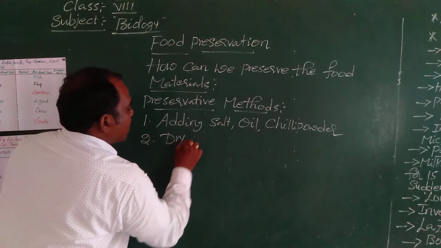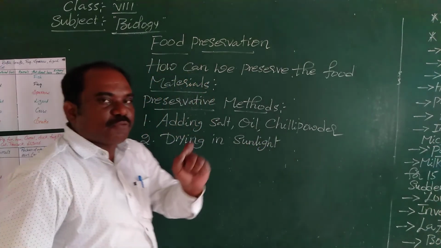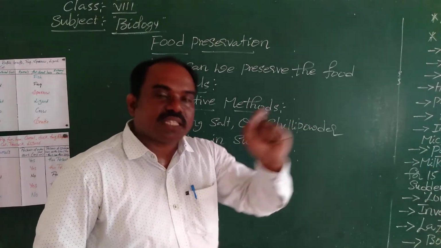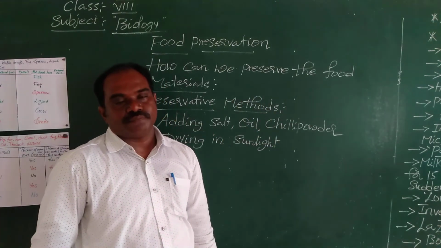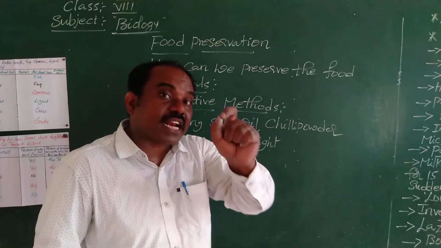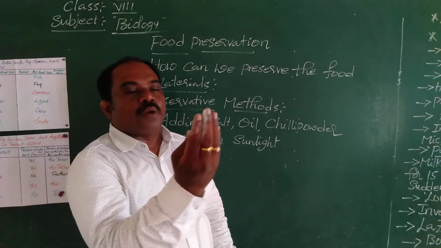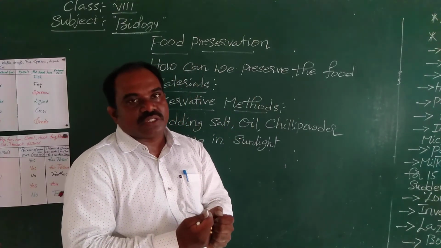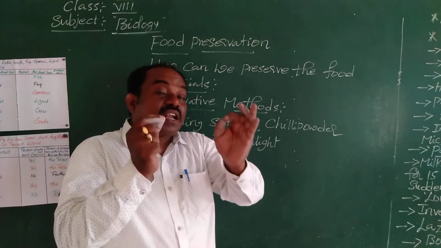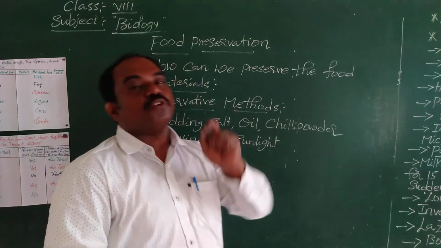Next, drying in sunlight. Some of the food materials can be dried in sunlight, for example, vegetable slices, fruit slices, fishes, etc. You know that microbes can grow in moist or water-content places. Sun exposure helps to remove the water content from the food materials. Drying in sunlight is one of the most effective methods of preservation.